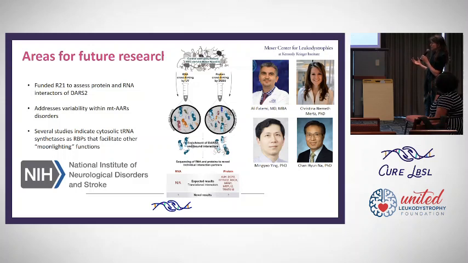And so this is a way, it's called interactomics. This is a way that we can understand DARS2 function better, to figure out what it's really doing in the cell, who it's hanging out with, and what that might mean about its function. And so this is a study that we're working on right now, and hopefully we'll have some really interesting data on that in the next year.